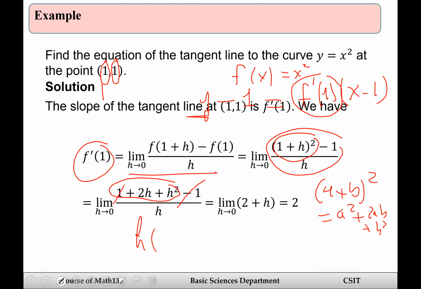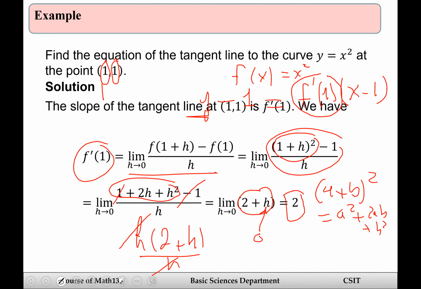So h times 2 plus h, divided by h. That will give simplification by h, and you will get 2 plus h. Take the limit as h goes to 0. Then you substitute h by 0, and you will get 2. So this is f prime of 1, f prime of 1 equal to 2.